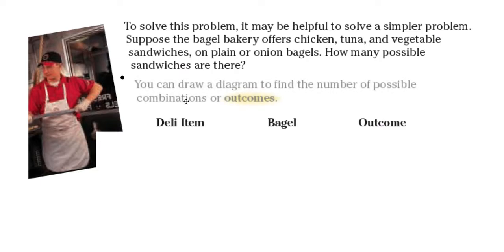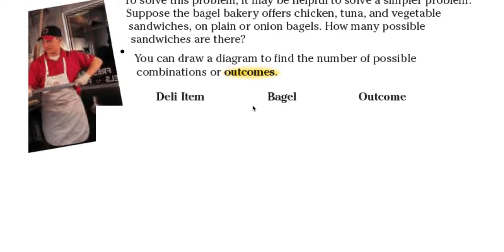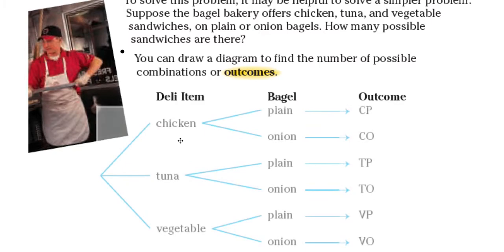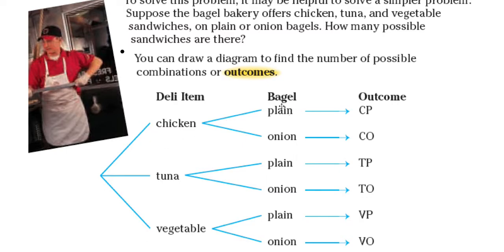Basically, you can draw a diagram to find the number of possible combinations, which is also called the number of outcomes. Let's first talk about the deli item. The deli items will be chicken, tuna, and vegetable. And the types of bagels that you will put the chicken on are plain and onion bagels.